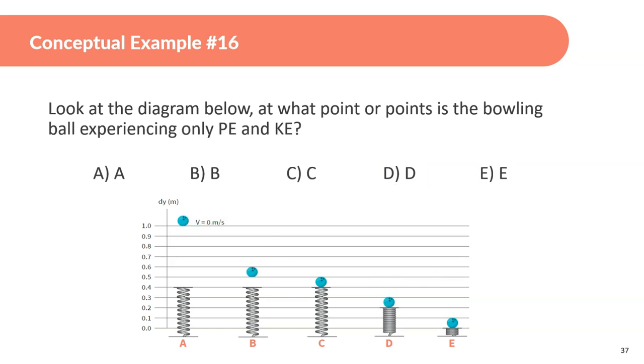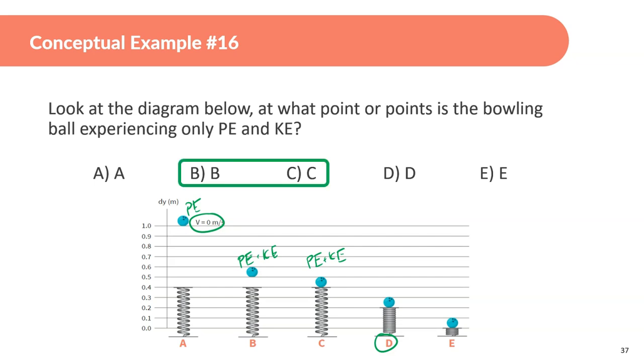Alright, example 16. Look at the diagram below. At what point or points is the bowling ball experiencing only potential energy and kinetic energy? Okay, so only potential energy here because velocity is 0, but over here there's going to be potential energy and kinetic energy. Over here the spring has not compressed yet, so this is also going to be potential energy and kinetic energy. And like we mentioned before, point D has potential energy, kinetic energy, and elastic potential energy, so it'll only be B and C.